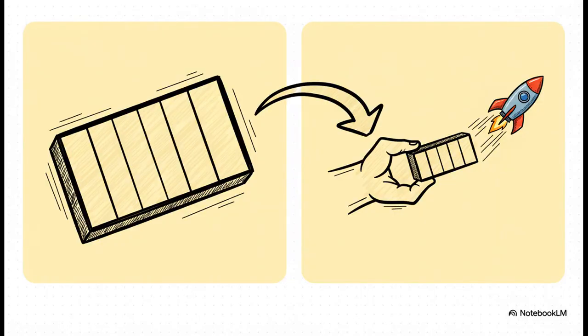And the payoff here is just massive. By lowering that precision, you can slash the model's memory footprint by up to 75%. That's huge. And it makes everything run way faster, which makes a world of difference, especially on the CPUs you find in your phone or other everyday devices.